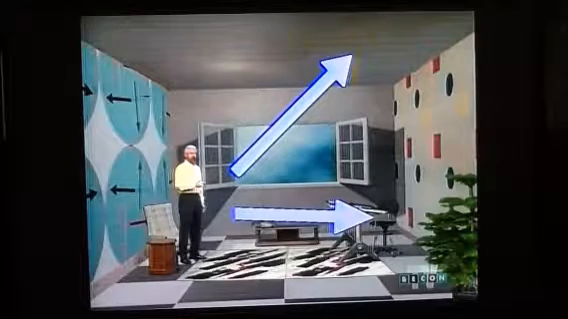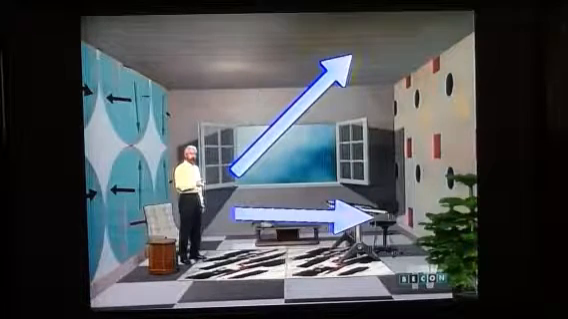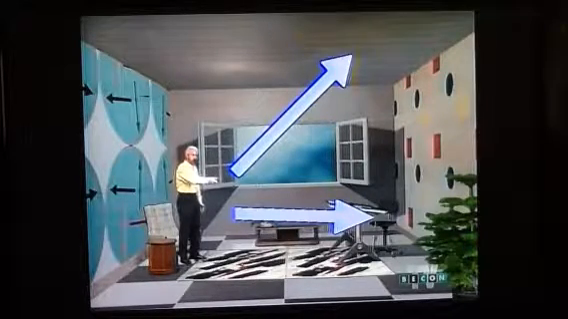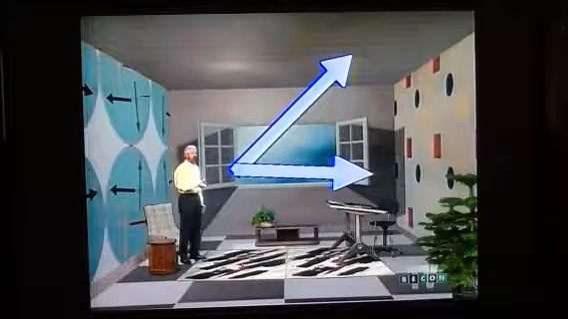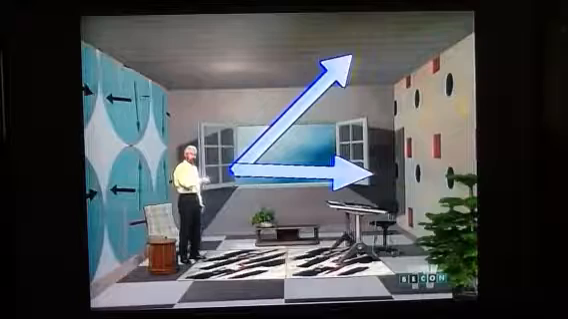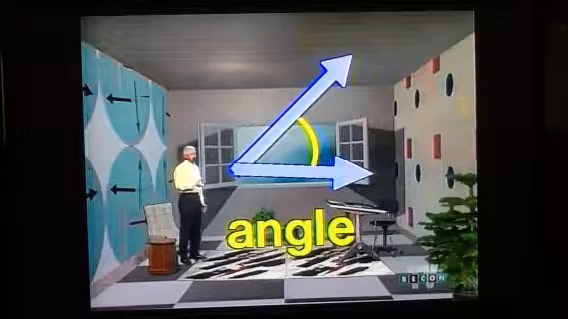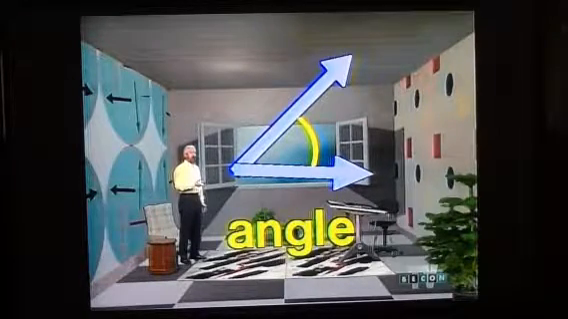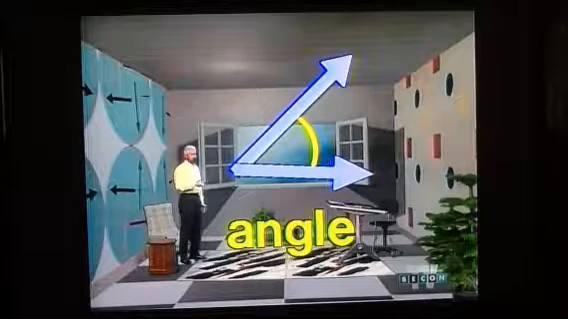Now watch what happens when we join the two rays together with a common endpoint. There we go. By doing this, I have created what's called an angle. This is a symbol for angle. The length of the rays is unimportant.